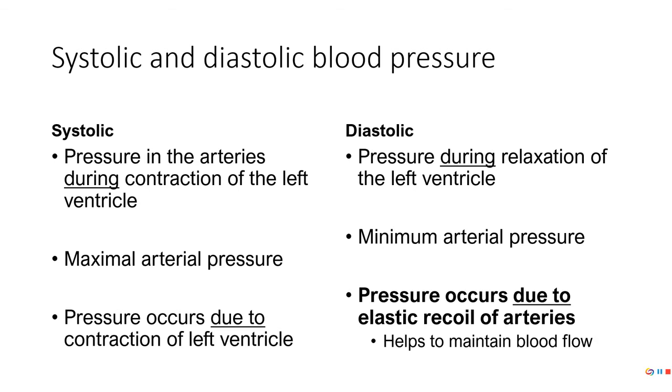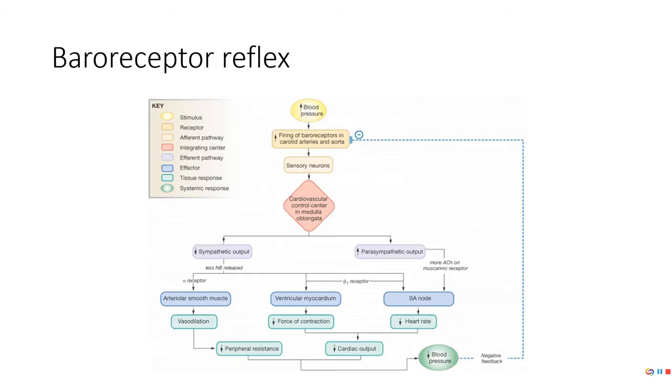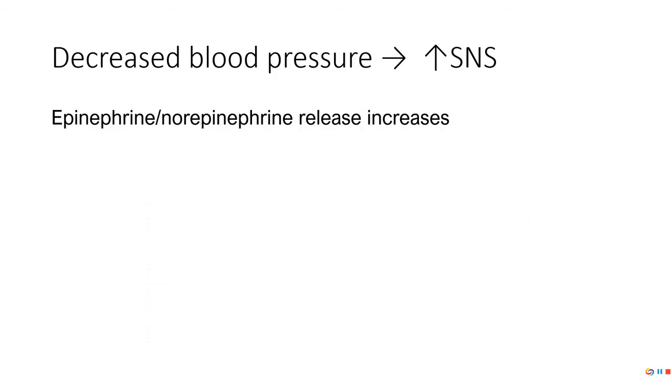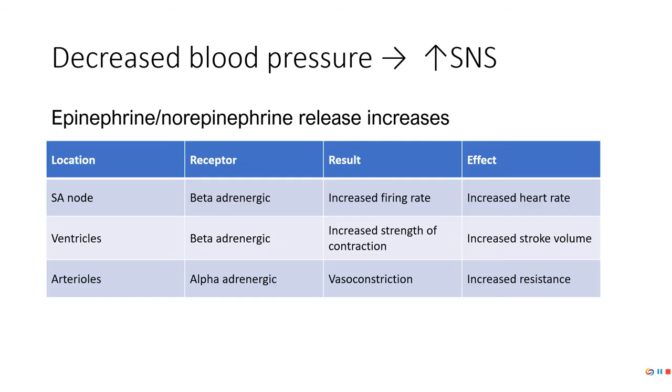This question will be on exam 1. We've got our baroreceptor reflex, which I talked about, I think, on the last lecture when we were talking about hormonal control. So I'm just going to skip this, but this is important. If we've got low blood pressure, that's going to cause an increase in sympathetic activity and the release of epi and norepi. It's going to cause an increase in heart rate, stroke volume, and resistance, which will increase pressure.